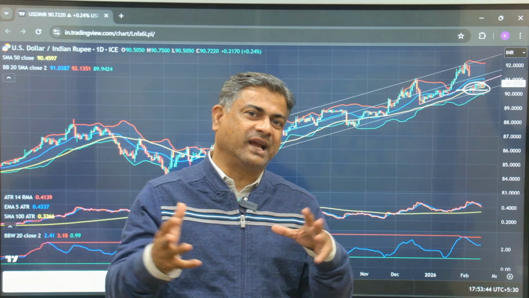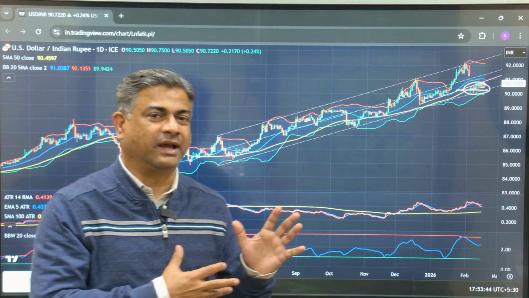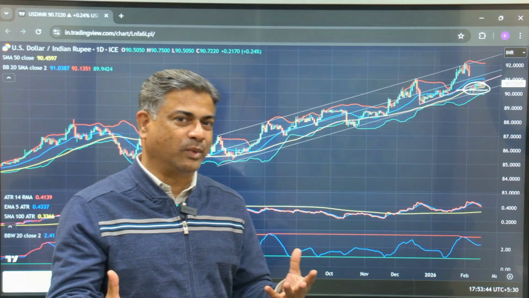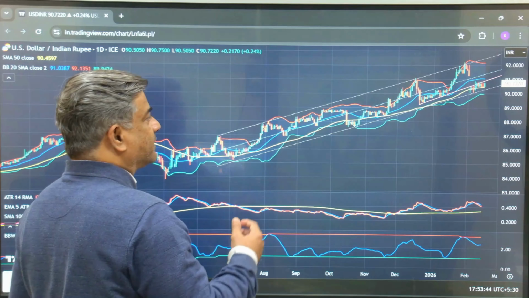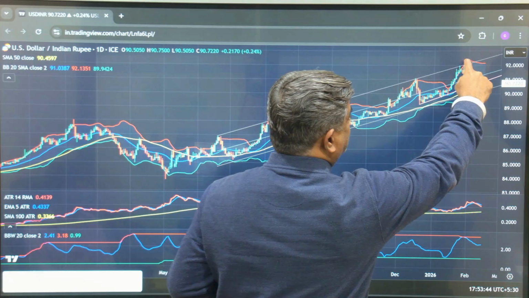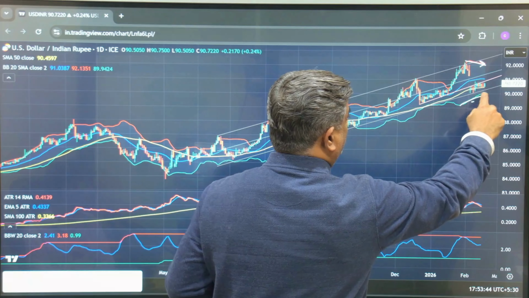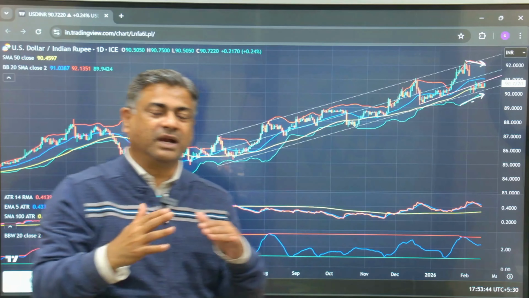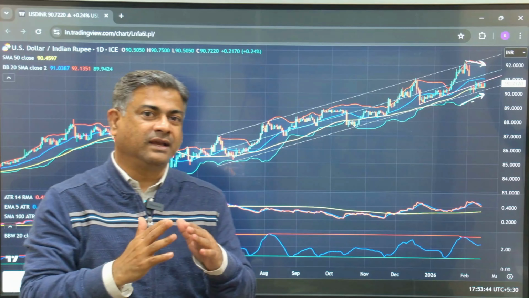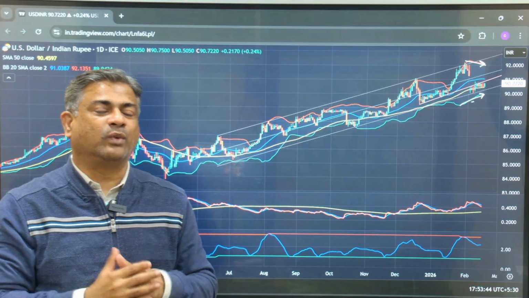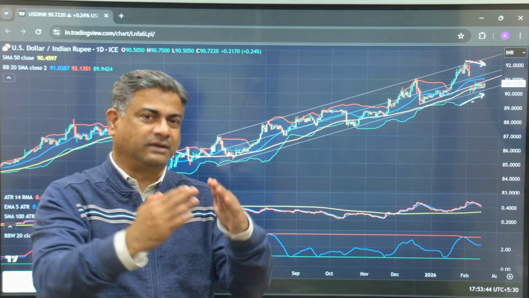So what do we decide during such a time when markets are sideways? First, let us look at some important technical indicators, and then we will arrive at some important decisions. First thing, if you look at the Bollinger Bands, they have narrowed. What is a Bollinger Band? It is a volatility indicator. If volatility is high, the bands widen, and when volatility is relatively low, they narrow down.